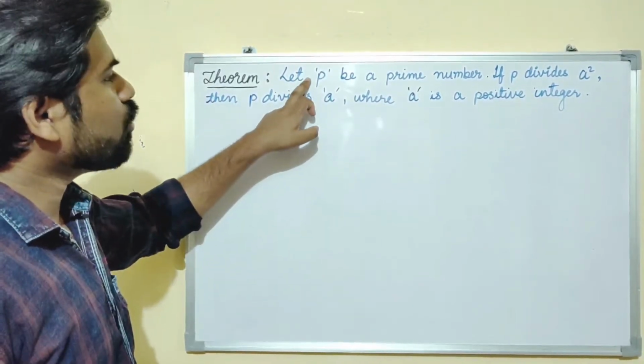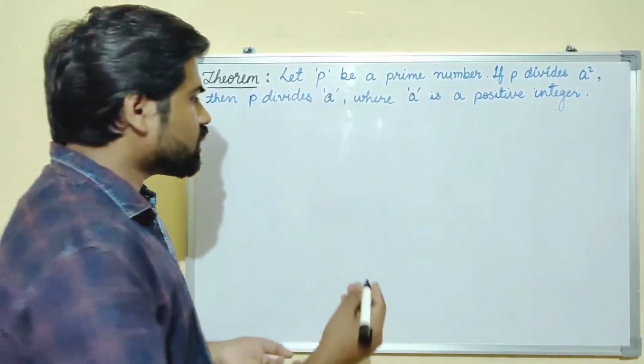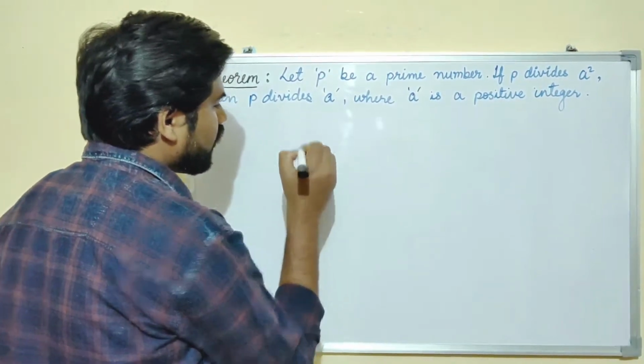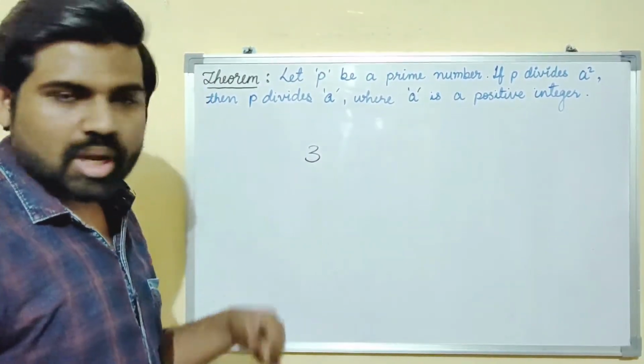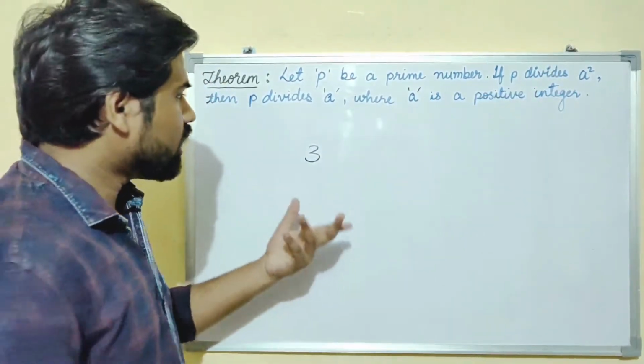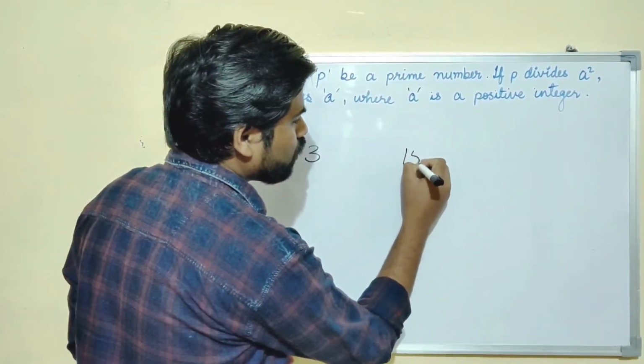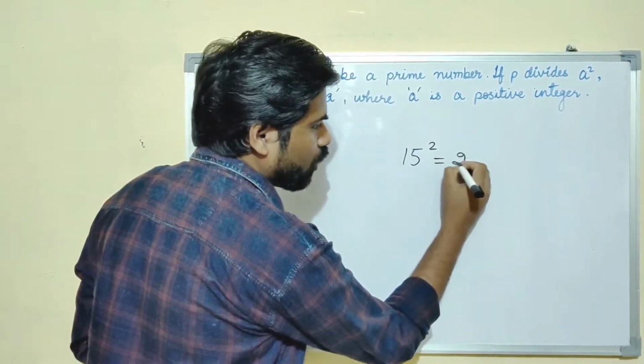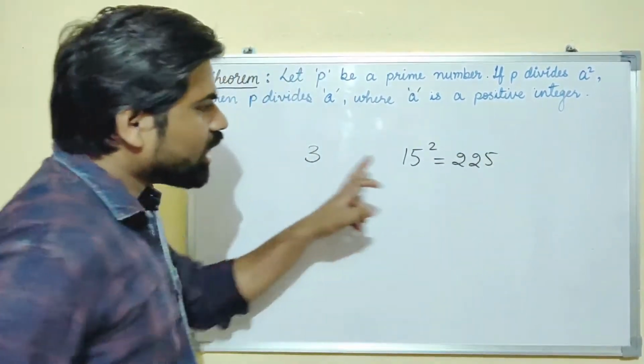Here it is saying that P is a prime number. So let us take a prime number 3. Okay, 3 is a prime number. And if P divides A square, let us take a number 15 squared, which is 225, right? So 3 can divide 225.